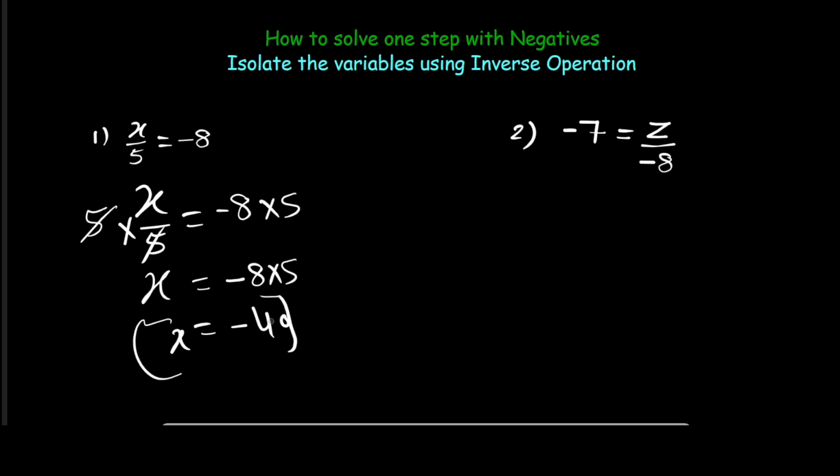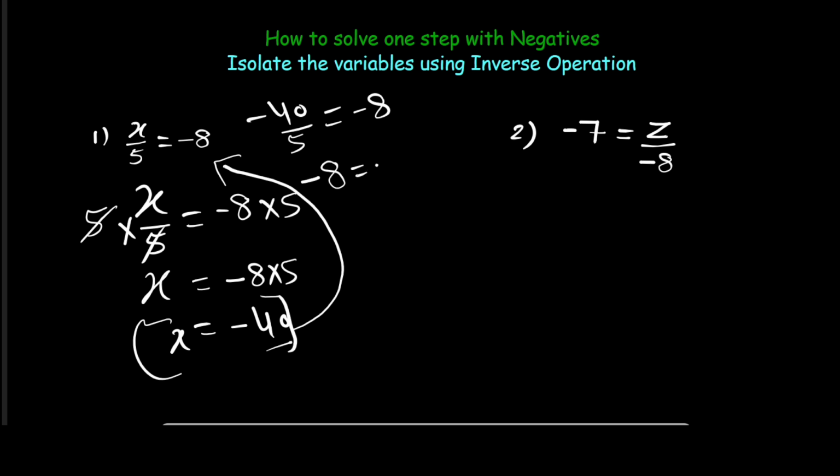And if we want to verify whether our answer is correct or not, we have to put this value of x into the initial equation. So let's do it. x over 5 means minus 40 over 5 equals minus 8. If we divide 40 by 5, it will give us minus 8 equals minus 8. So here the right hand side is equal to the left hand side. It shows that our answer, which is x equals minus 40, is correct.